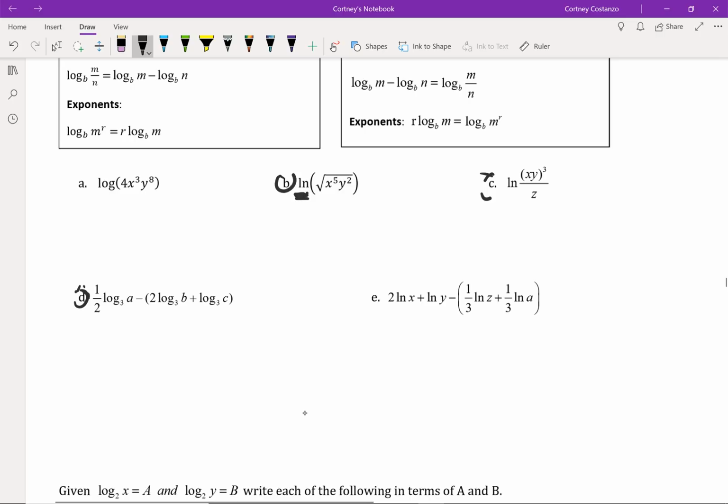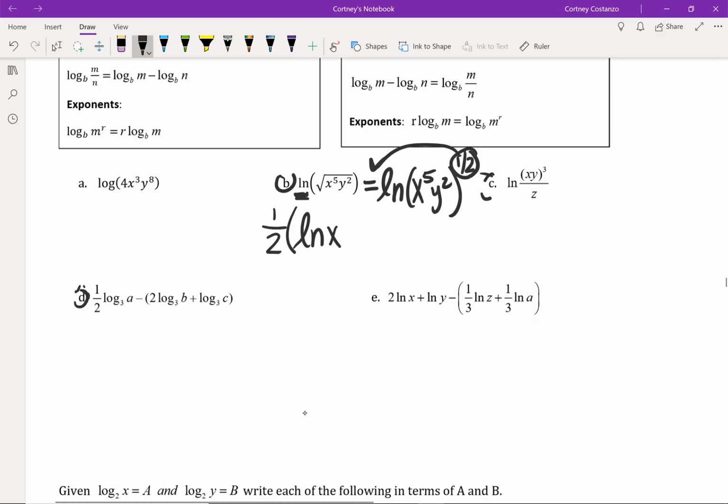So maybe my first rewrite, I would notice that there's a square root around it. So natural log of x to the 5th, y to the 2nd, all of that to the 1/2. Because remember, power over root is the same thing as a radical. Well, exponents, according to our rules in those boxes there, that needs to be pulled out front. So if I pull that out front, I have 1/2 parentheses, because everything was being square rooted, so that means I need parentheses around everything.